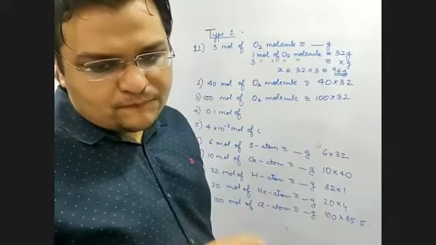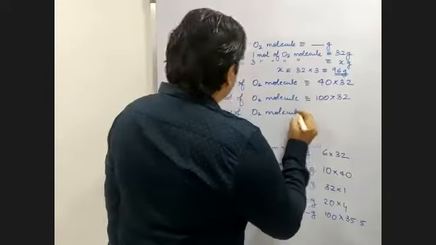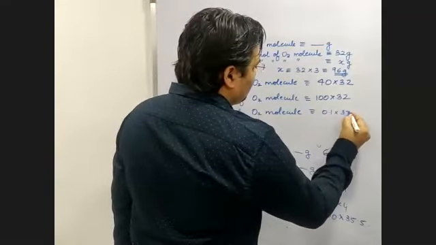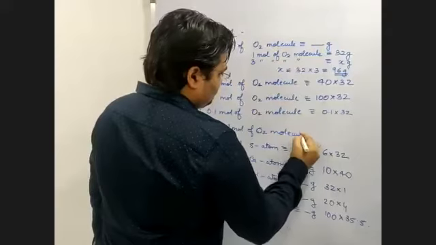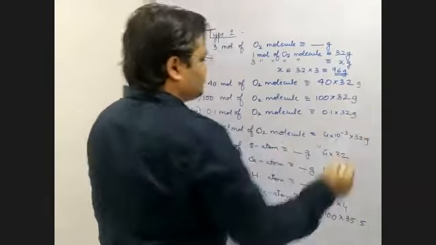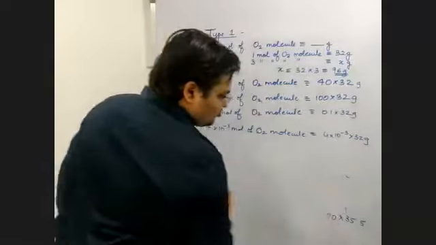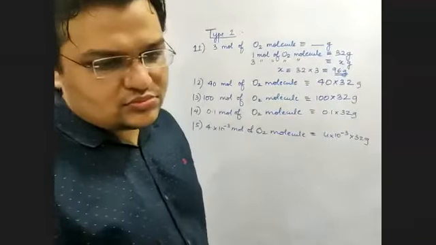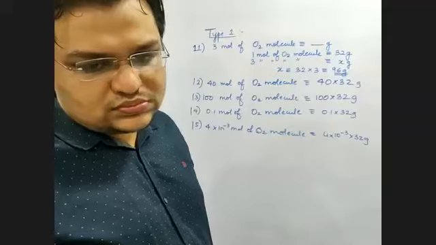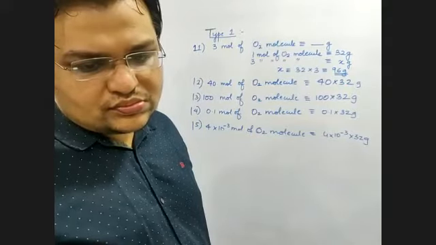And next, 0.1 mole of O2 molecule. You remember this one, for 50. Okay. Is it clear? So this. Next.